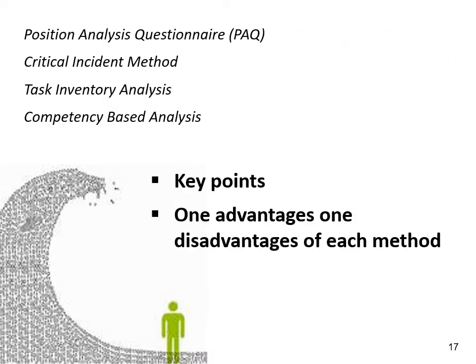So you've heard a lot now. The position analysis questionnaire, the critical incident method, the task inventory analysis, and the competency-based analysis. These are all the current ways that we do job analysis. What I would expect you to know is just some key points and one advantage and one disadvantage of each. So thinking critically about each one. And remember that the purpose of job analysis, the main purpose, is to prepare a job description. So what would be an advantage to using one of these methods over another?